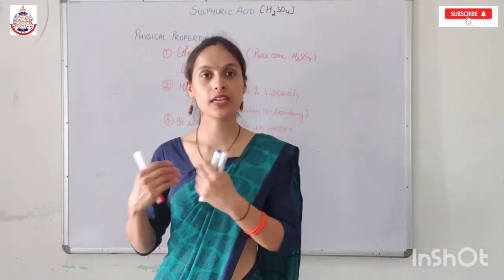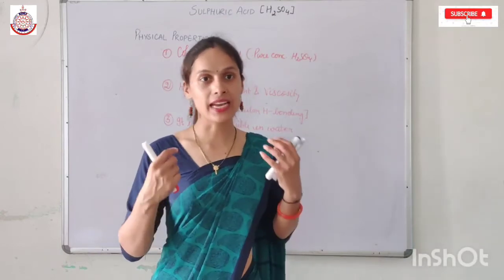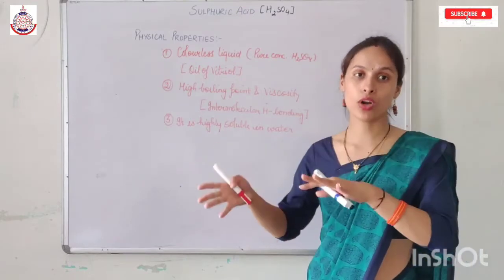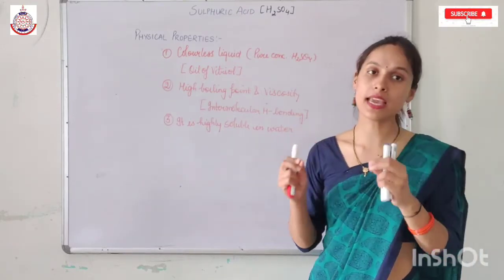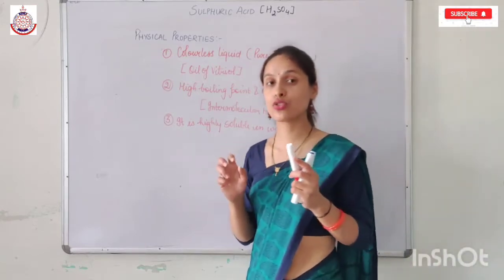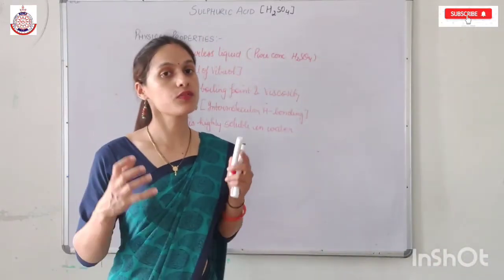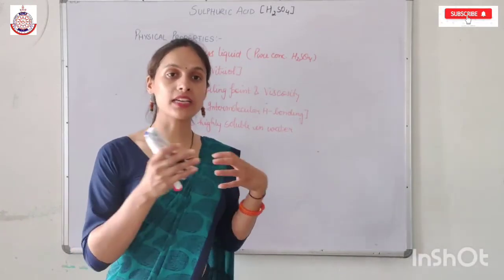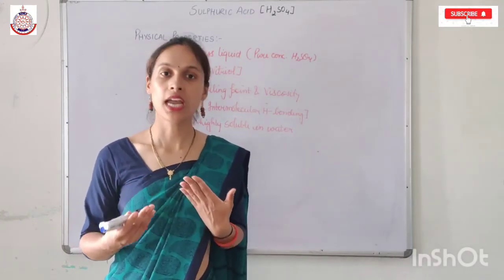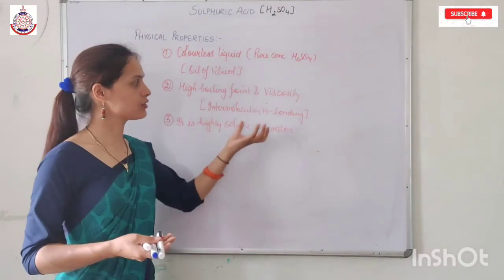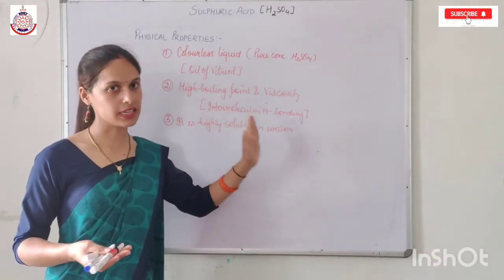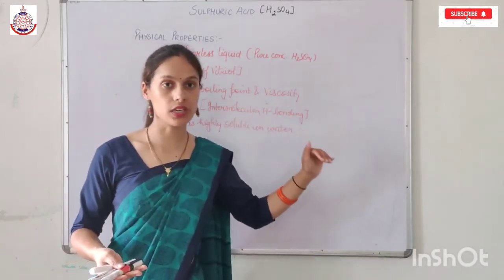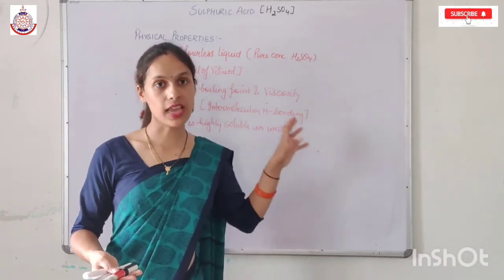while converting concentrated sulfuric acid into the dilute one, and that precaution we all know: we have to add acid to the water. We don't have to add water to the acid. Sulfuric acid has a very strong affinity towards water, and because of this affinity we have to take care while converting concentrated sulfuric acid to the dilute one. It is highly soluble in water, and because of this, the reaction of sulfuric acid and water is exothermic.